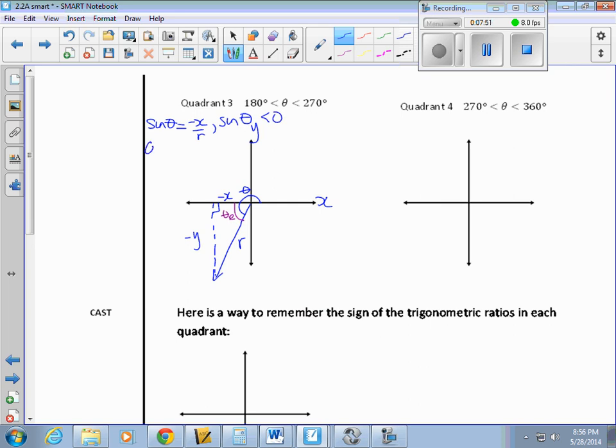Cos of theta is x over r. X is negative, r is positive, so that means cos of theta is less than 0. And then tangent theta, that's y over x. So I have negative y over negative x, which makes that positive.